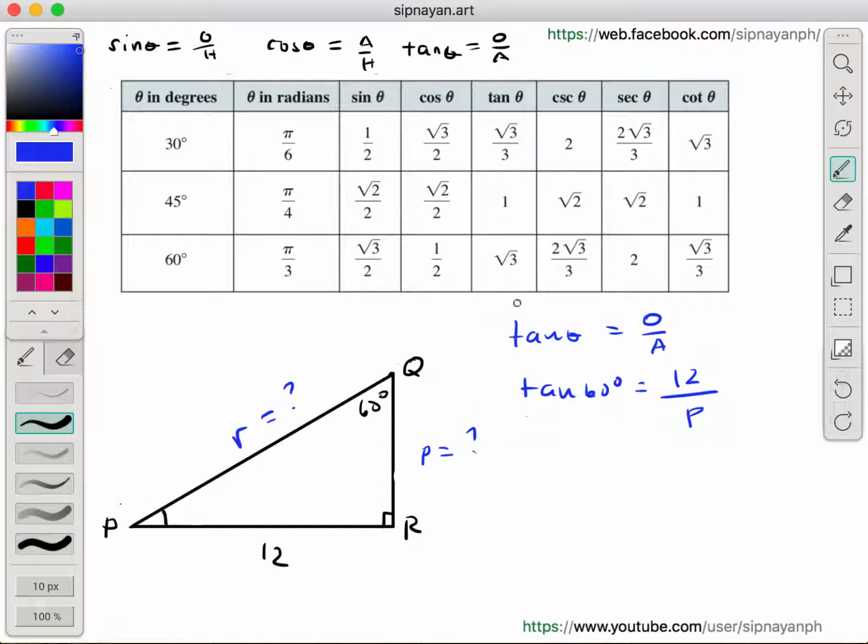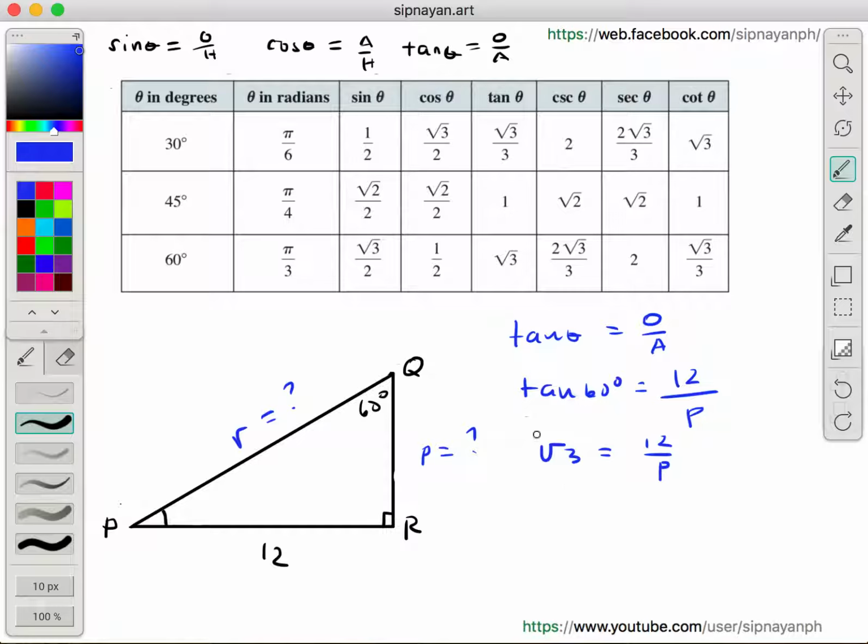Ang tangent 60 ay pwede na natin hanapin dito. Tangent 60 is square root of 3. So, square root of 3 is equal to 12 over P. Ayaw natin ng P sa denominator. Dapat wala siya sa denominator.